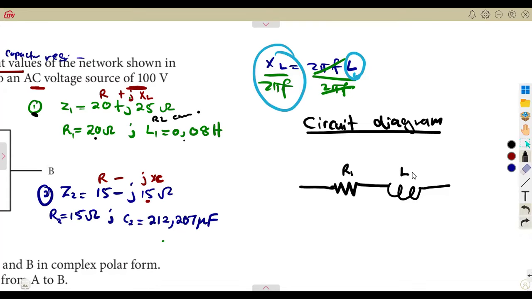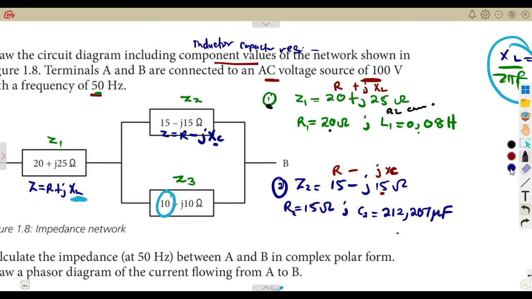There we are writing the values: the resistance, which is 20 ohms, and the inductance, that is 0.08 henries, or you can just write whatever way that you understand, guys. Is it in millihenries? It's up to you. So this is the first part. But how is it connected, this Z1?